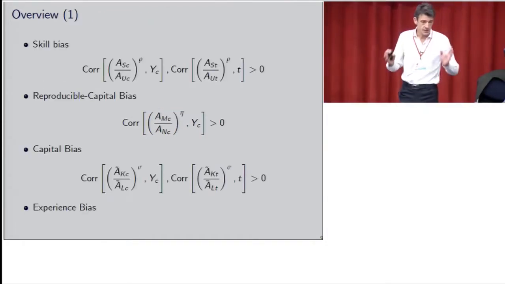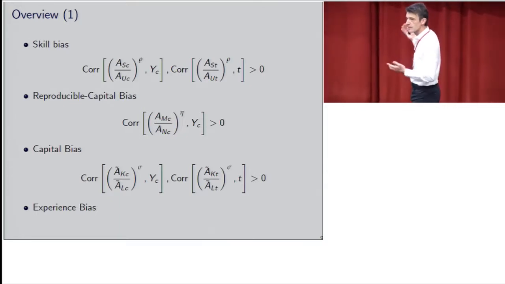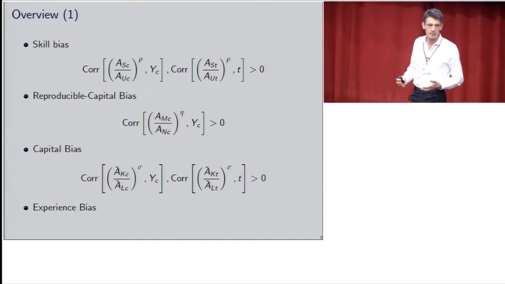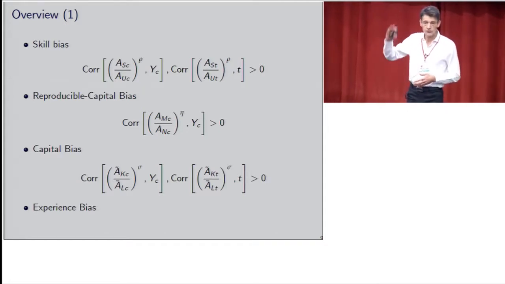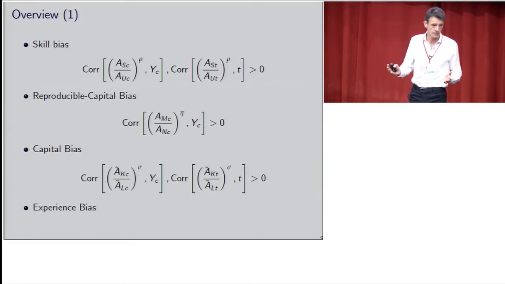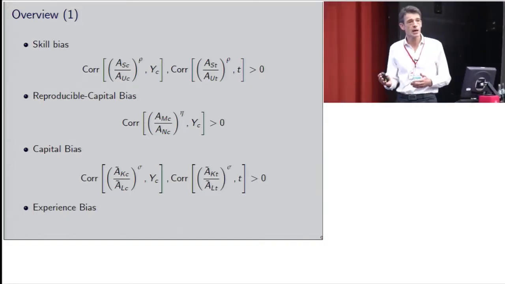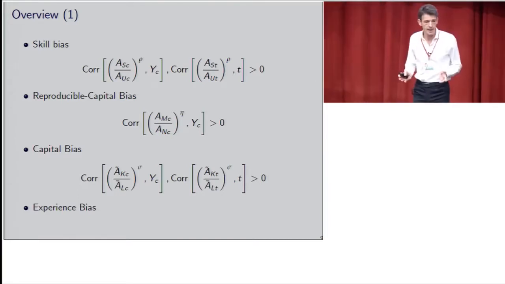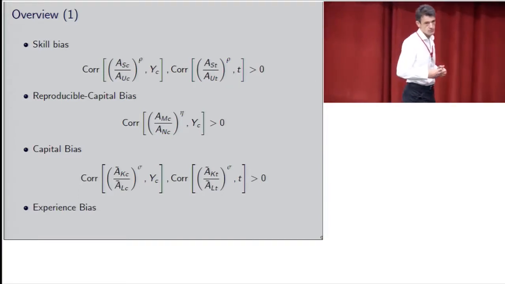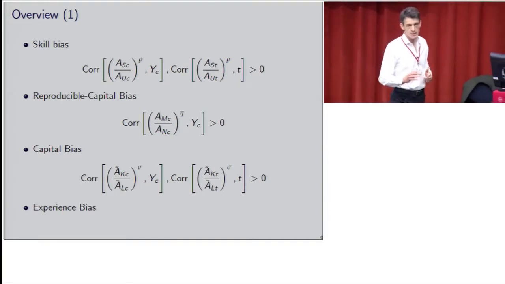Okay, given that, let's have an overview of what I think the data are telling us about non-neutrality across countries and over time. So the first bullet point is what we already know. In particular, if you start from the top right here, that's just skill bias technical change. We've known it for 20 years, it's there.